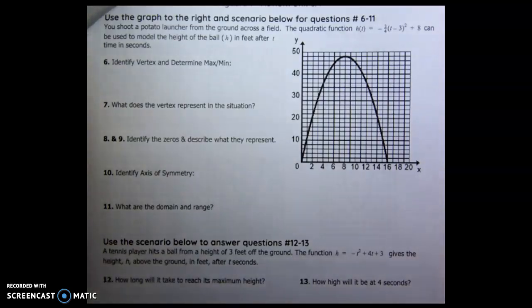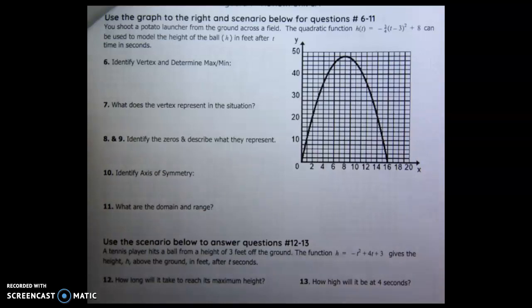Okay, this is the number 6 through 13 video. I'm going to start with number 6. It says you shoot a potato launcher from the ground across a field. The quadratic function h of t equals -3/4 (t - 3)² + 8 can be used to model the height of the ball, h, in feet after t seconds. The first thing it wants us to do is identify the vertex and determine the minimum or maximum.